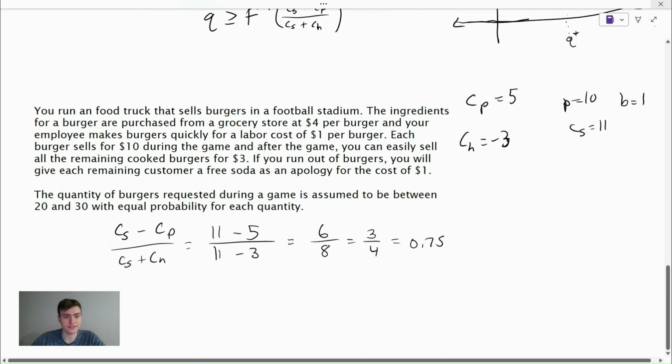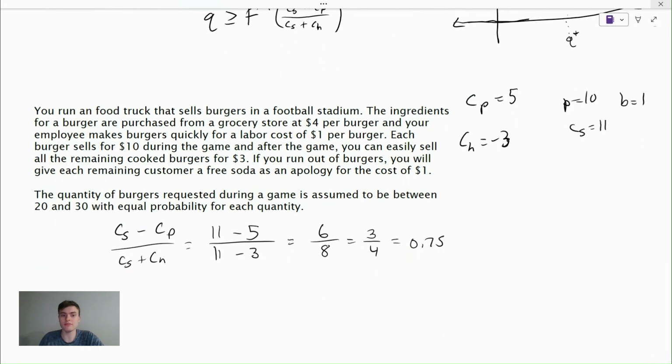CDF, right? And so then the second sentence, the quantity of burgers requested during a game is assumed to be between 20 and 30 with equal probability for each quantity. So that means we're given the distribution of D, the demand. It's going to be uniform between 20 and 30, and by that I mean discrete uniform. We have 21, 22, etc. burgers sold, a round number, right?